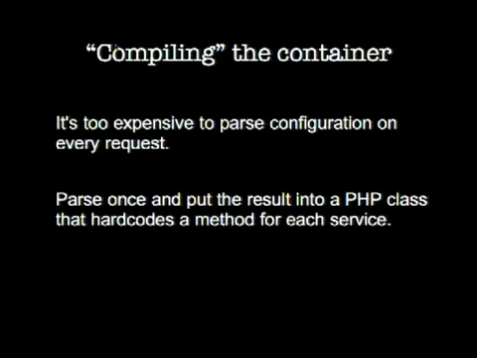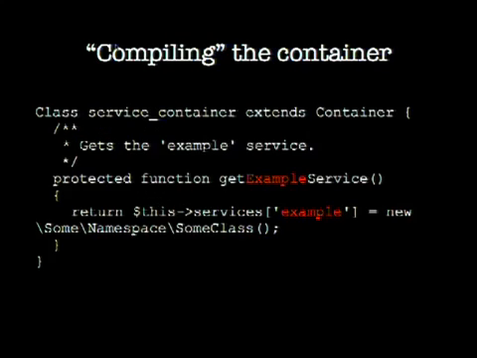So, what's this compiling business? Well, you can imagine that if we're parsing these configuration files to find out about service definitions, if you've got a lot of services, it's going to be really expensive to do that on every request. So Symfony allows us to parse it once, or parse when necessary, as in whenever that configuration changes, and then dump out the result of that into a PHP class. So it actually writes out a PHP class, hard-coding a method for each service. This would be the class that actually got written out by Symfony during its compiling phase. In this case, it obviously only found one service, the example service, so it wrote a method for that called getExampleService, and what that'll do is just return a new instance of some class. So that's what the compiled container looks like.